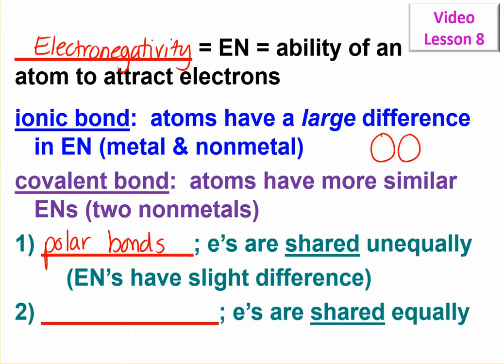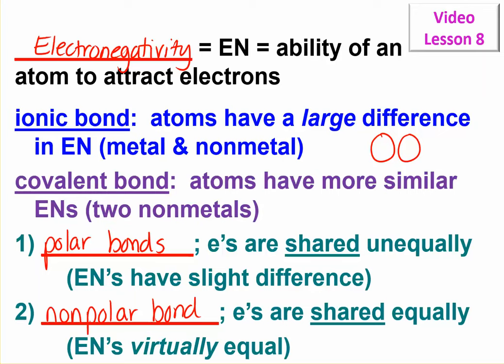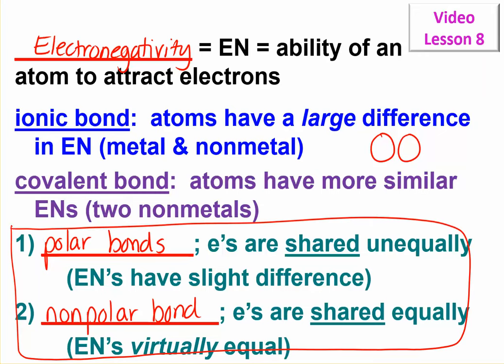If the electronegativities or attractions for electrons are similar between the two atoms, they will share the electrons equally, and that's a nonpolar bond. So remember, these two, polar and nonpolar, those are types of covalent bonds. Sometimes we talk about this like there's three different kinds of bonds: ionic, polar, and nonpolar. But remember, polar and nonpolar are covalent.